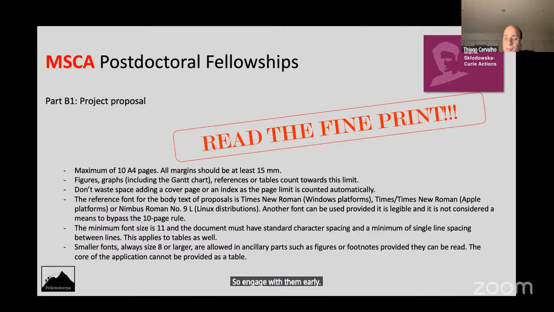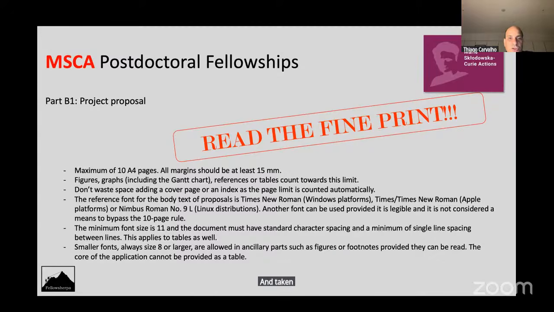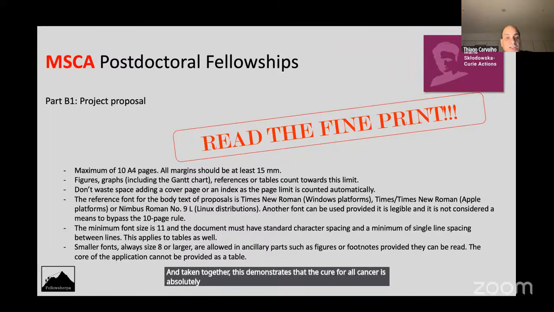They do have a lot of fine print. Pay attention to it. The Marie Curie generates a 10-page PDF for the reviewer of section B1. If page 10 says at the very bottom, and taken together, this demonstrates that the cure for all cancer is absolutely, and then you run out of space and it's on page 11, the reviewer cannot take it into account. They will not have it. They will receive a PDF with 10 pages.